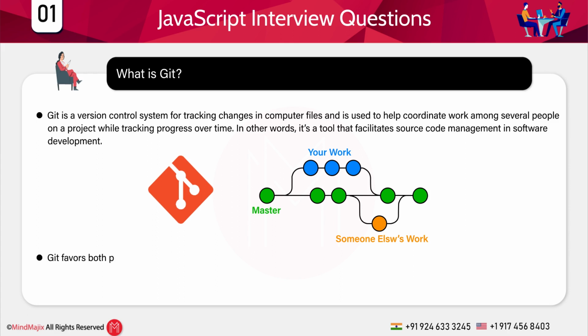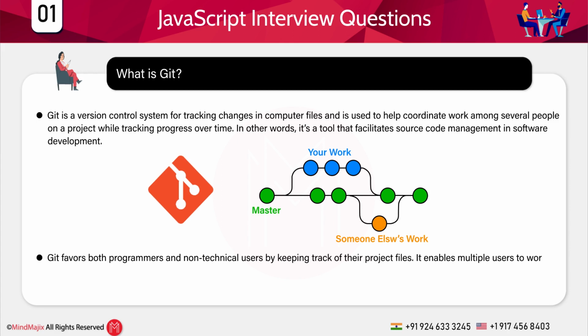Git favors both programmers and non-technical users by keeping track of their project files. It enables multiple users to work together and handles their projects efficiently. So normally Git is used as a version control system for computer files. Now, this is the symbol for Git.